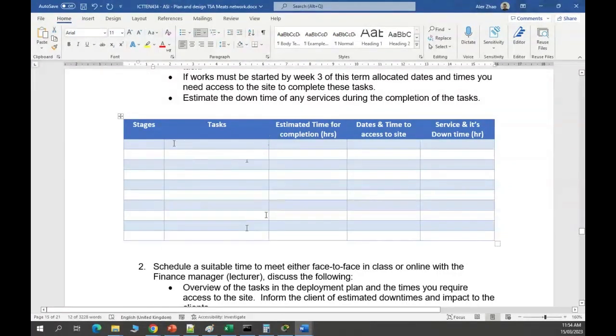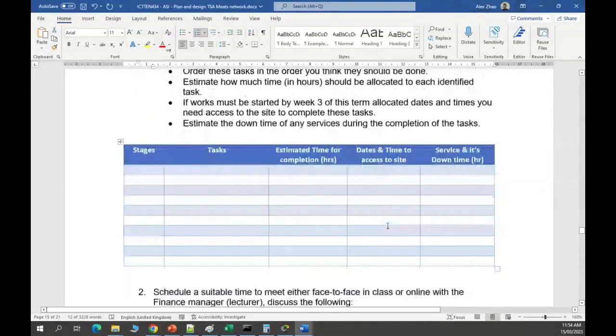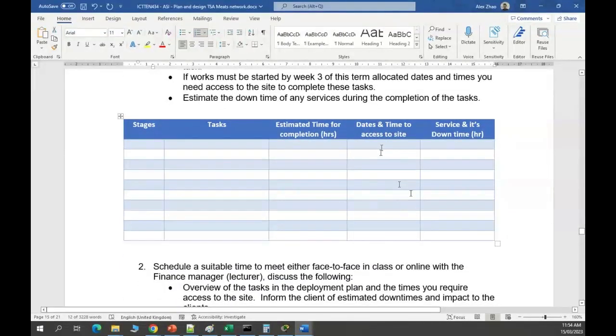Maybe I'm going to decommission the current switch, but do I decommission it first, or do I install the new switch first? How much time is it going to take? Which days do I need? If I had to do it in a three-week term, starting week 3 of this term, just use those dates and determine how much downtime there is.